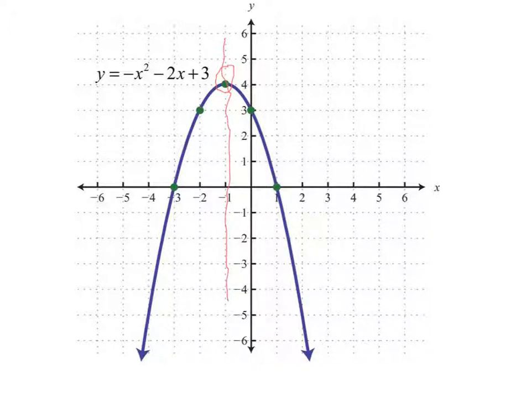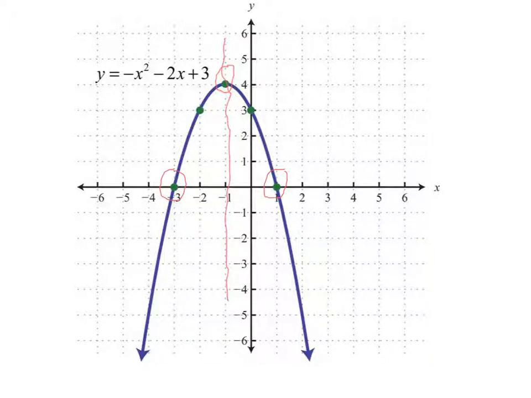There are some interesting points here. First of all, the x and y intercepts. Let's look at the x-intercepts. The x-intercepts are right here, where it crosses the x-axis in two different places. These are actually the solutions of this equation, okay? So, positive 1 and negative 3 are the roots or solutions of the equation y equals minus x squared minus 2x plus 3.